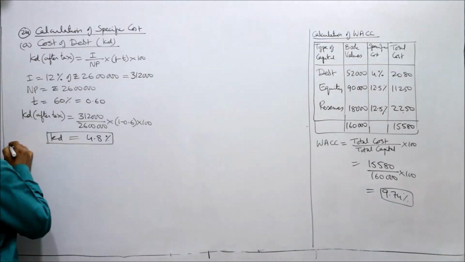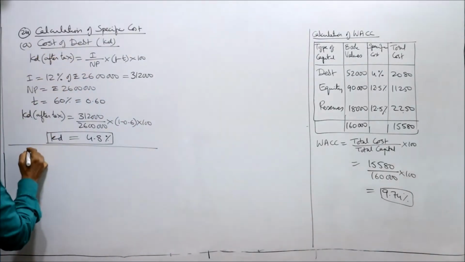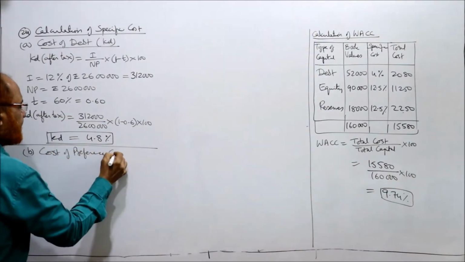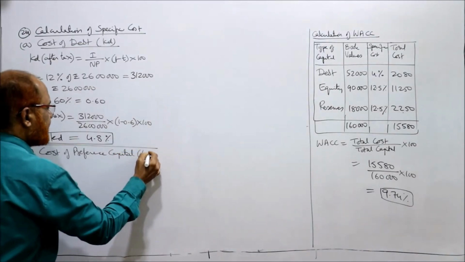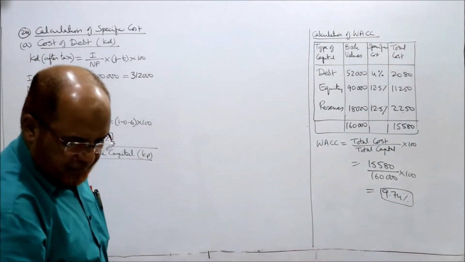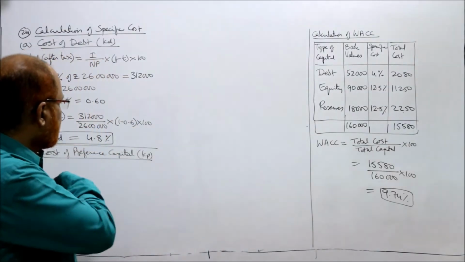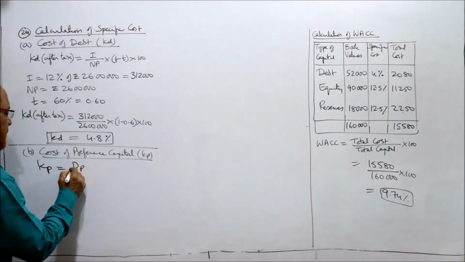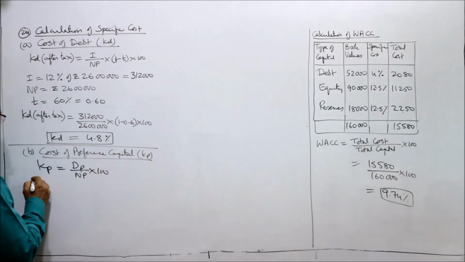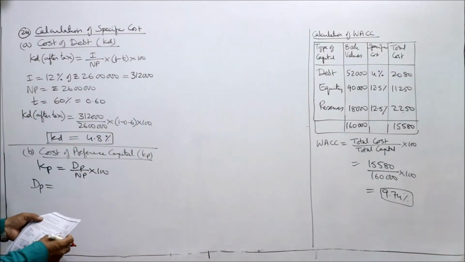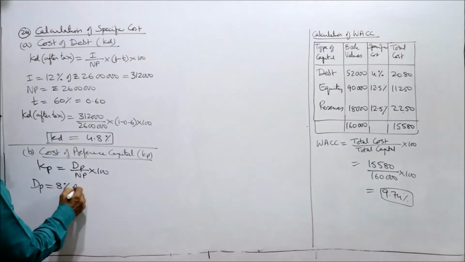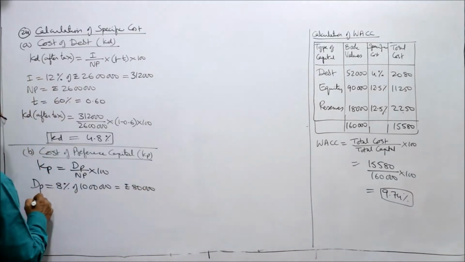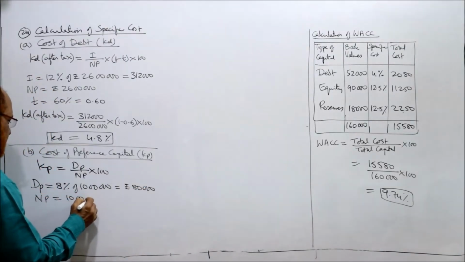One item we got. We got cost of debt. Now cost of preference capital, KP. So KP is equal to DP by NP into 100. DP is equal to preference dividend, 8% of 10 lakhs, rupees 80,000. NP is equal to 10 lakhs.